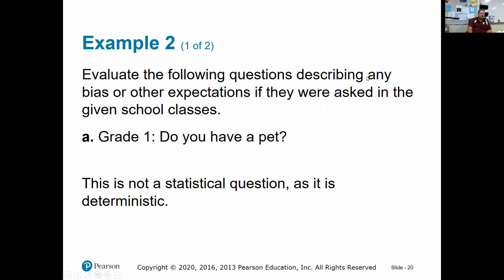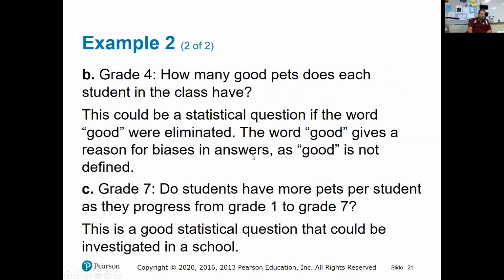It says evaluate the questions, describing any bias or other expectation, if they were asked in given school classes. So we're talking about a first grade. Do you have a pet? Okay. Now, really, you could use it as statistics, but it's really not much of a statistical question is what they're labeling it, okay, as it is deterministic. Maybe be more specific. Do you have a dog as a pet or something like that?